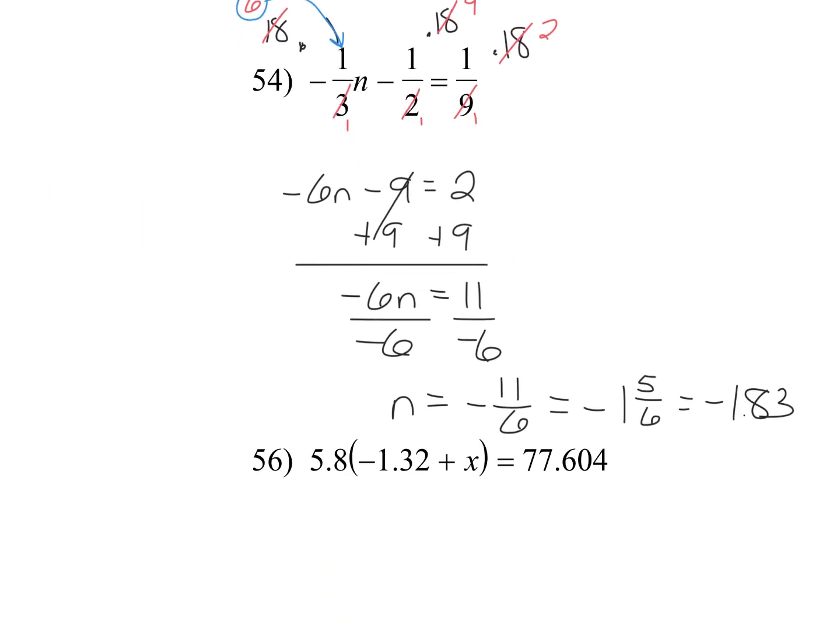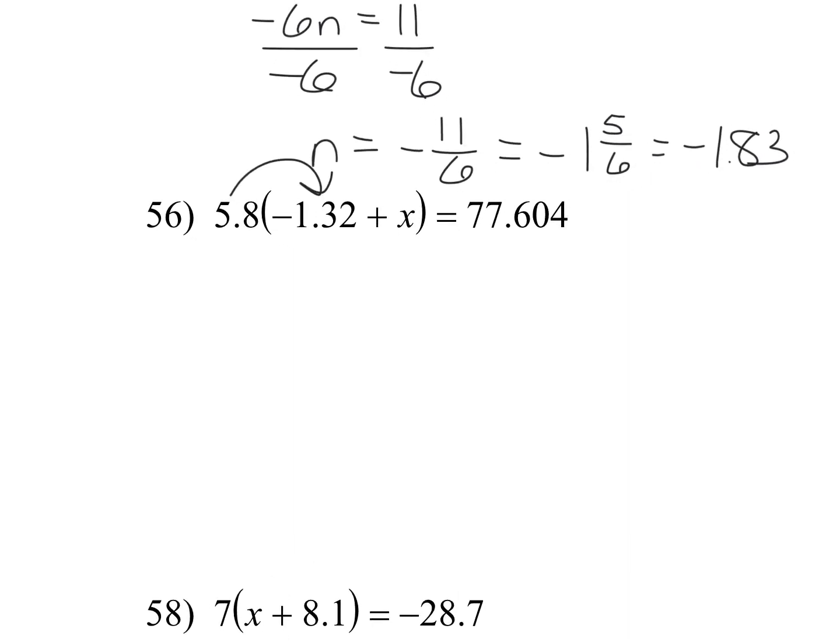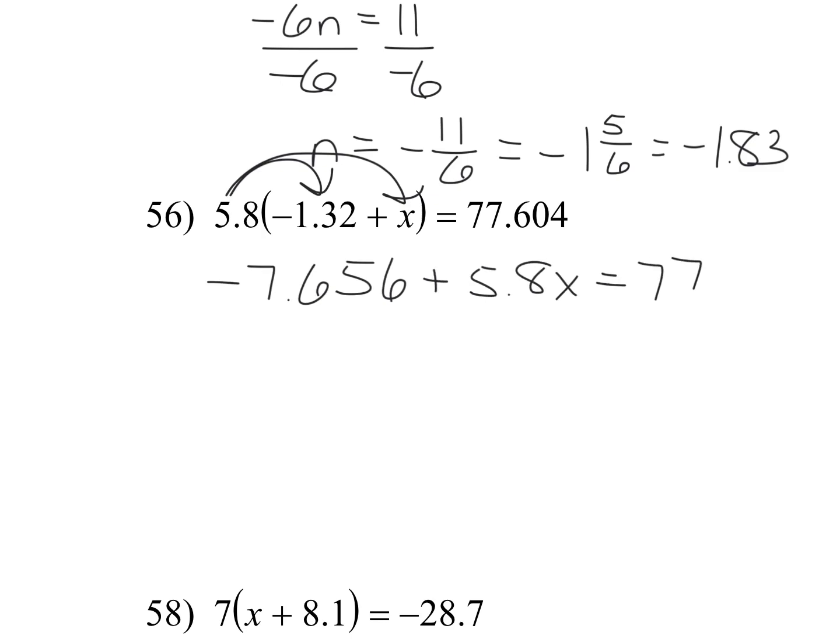Okay. All right. Looking at 56, we want to solve for x. Is it a big deal if we have decimals? It's not as big of a deal as fractions, right? We're just gonna leave them all as decimals. So treat them as numbers. So what do we do? Distribute 5.8 times negative 1.32. Negative 7.656. Yes. Do we get a calculator when we take our finals? Mm-hmm. And then 5.8 times x. 5.8x. And then we have equals 77.604.